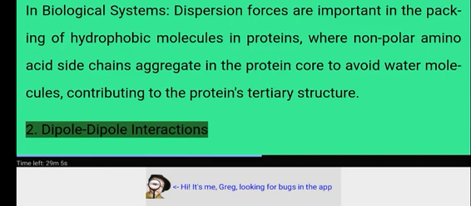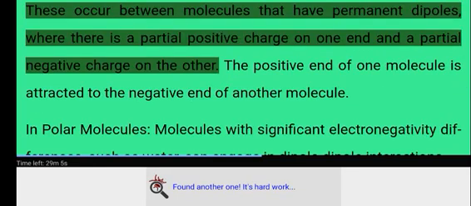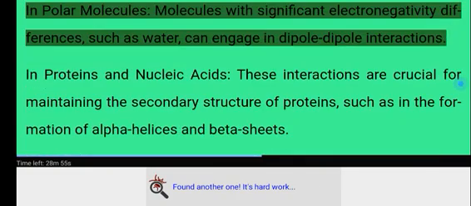2. Dipole-dipole interactions. These occur between molecules that have permanent dipoles, where there is a partial positive charge on one end and a partial negative charge on the other. The positive end of one molecule is attracted to the negative end of another molecule. In polar molecules, molecules with significant electronegativity differences, such as water, can engage in dipole-dipole interactions.